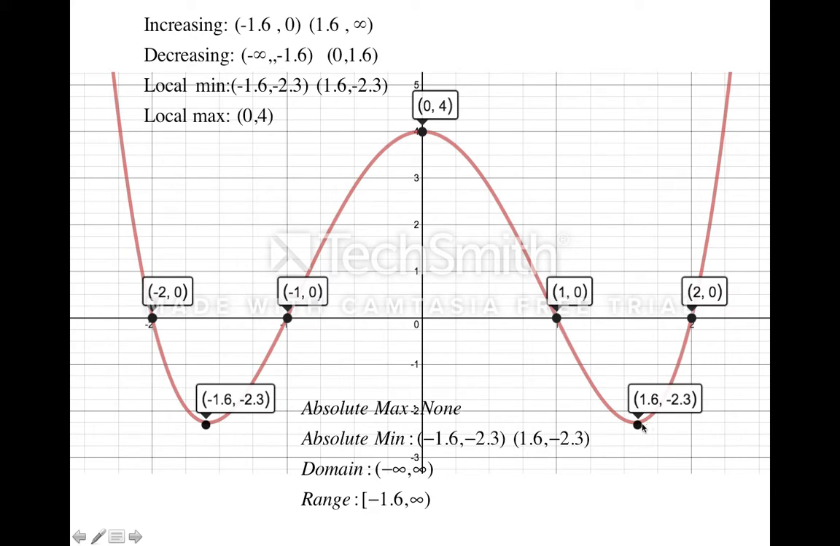Local min, there are two. I'm going to specify the x and y coordinates. Local max, there's 1. I'm going to specify the x and y coordinates. No absolute max because the y values are going off to positive infinity. There are two absolute min. -2.3 is the smallest y value, and it occurs right here at -1.6 and over here at 1.6. The domain is all real numbers.